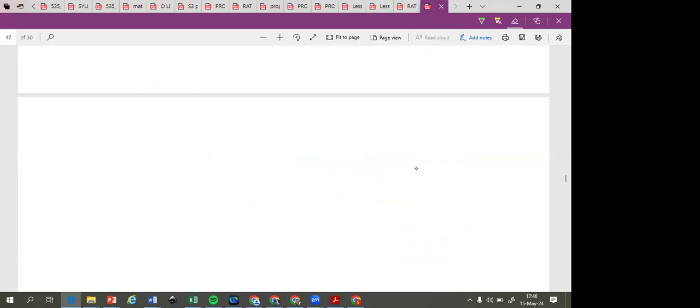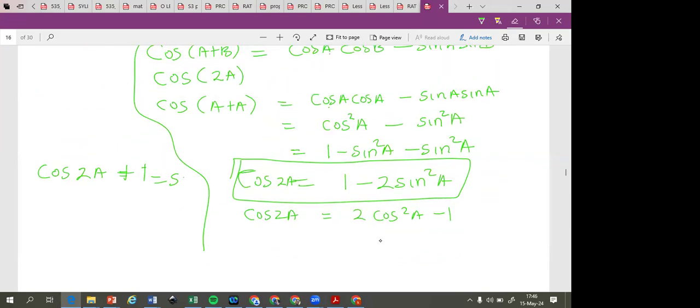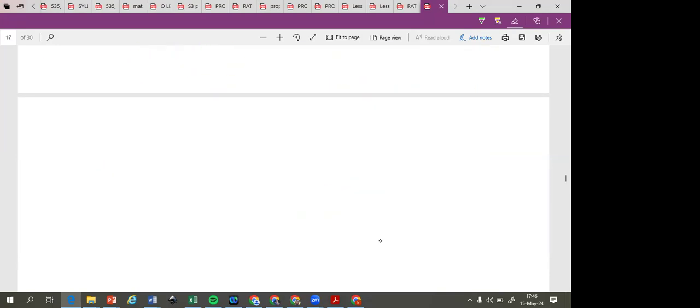Teacher, for the previous part, what if you substitute for sine squared A instead of substituting cos 2A? Then when you substitute for sine squared A, you'll end up with 2 cos squared A minus 1. Oh, okay. So it can either be in the form of sine or in the form of cos. It depends on what you have substituted with.